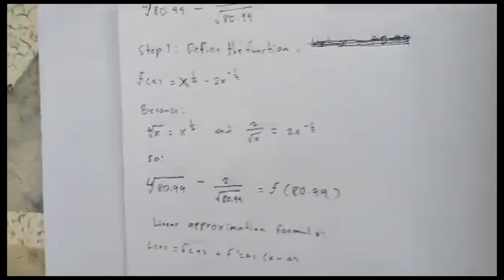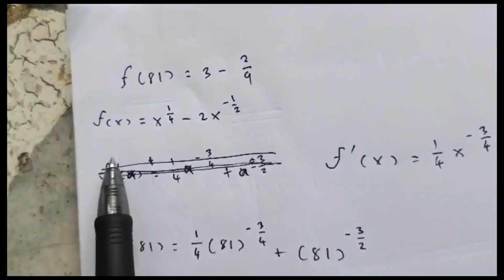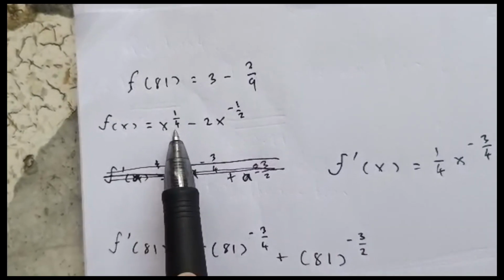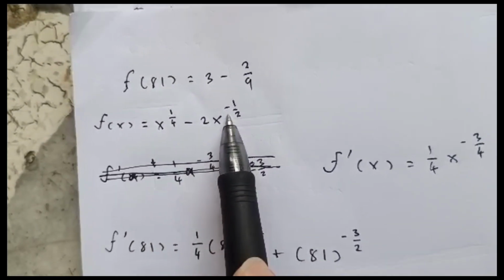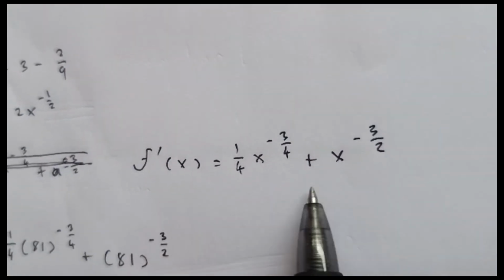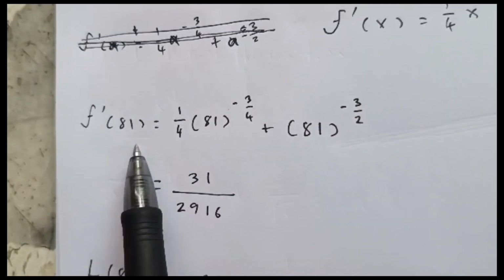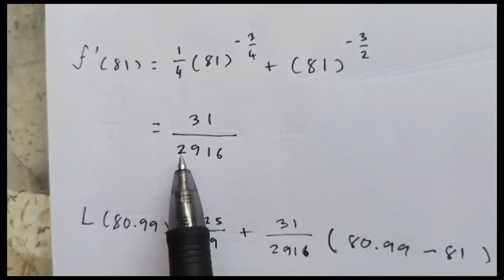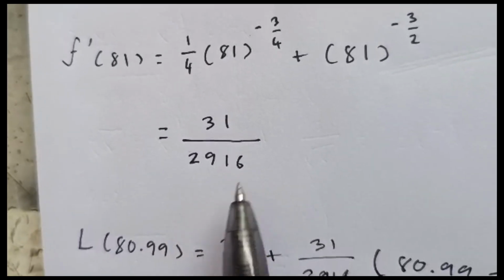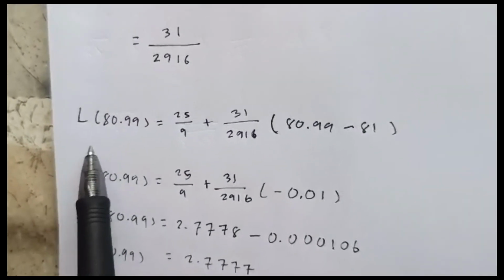After that, we will differentiate f(x) equals x to the power of 1 over 4 minus 2x to the power of negative 1 over 2. After we differentiate it to this, we will substitute x with 81, and then we will get the answer 31 over 2916.